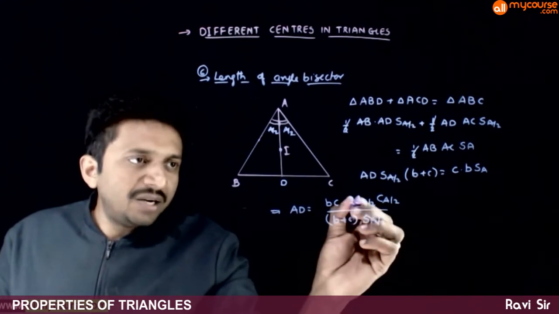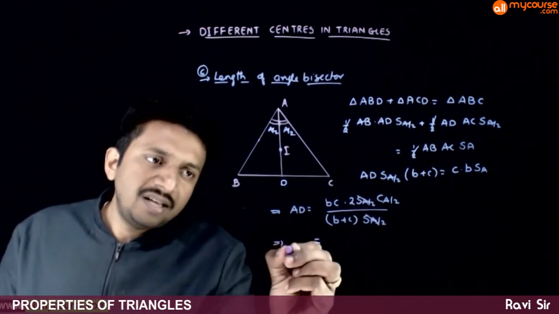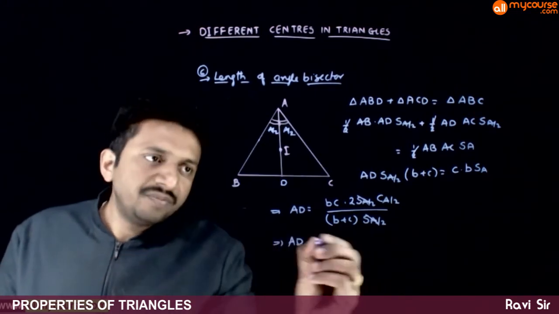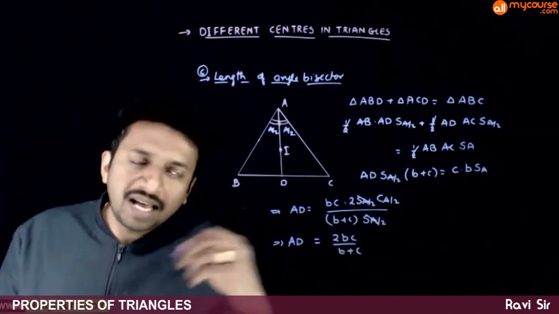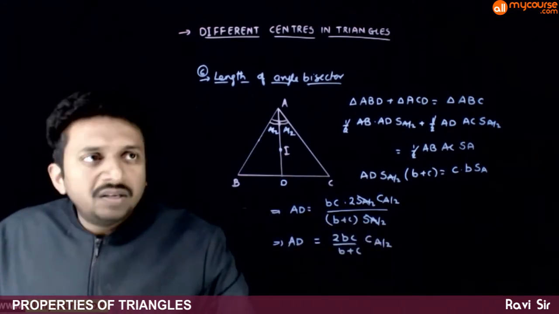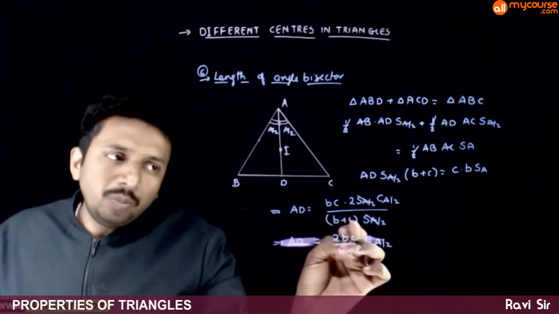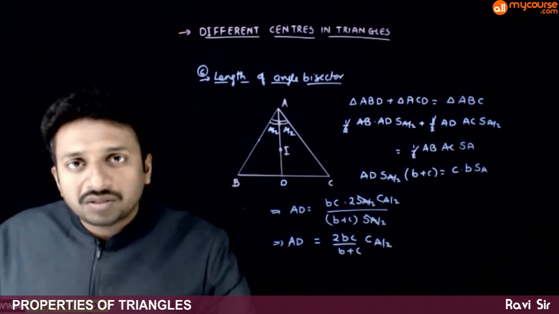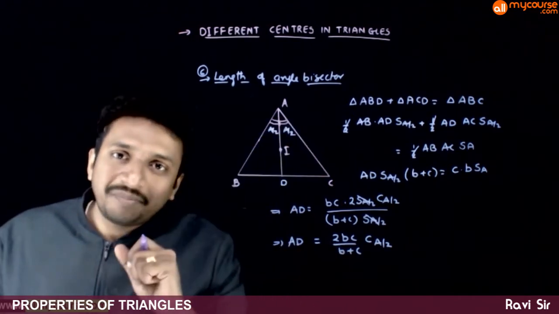So sine A by 2 and sine A by 2 get cancelled. This implies AD is equal to 2BC by B plus C times cos of A by 2. So the length of the angle bisector is 2BC by B plus C times cos of A by 2. This is the angle bisector of angle A.